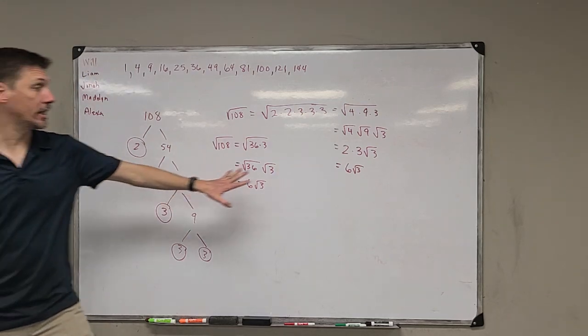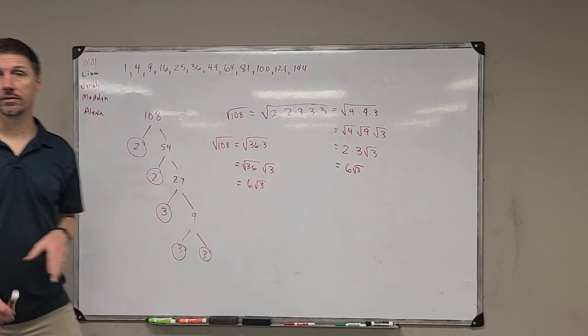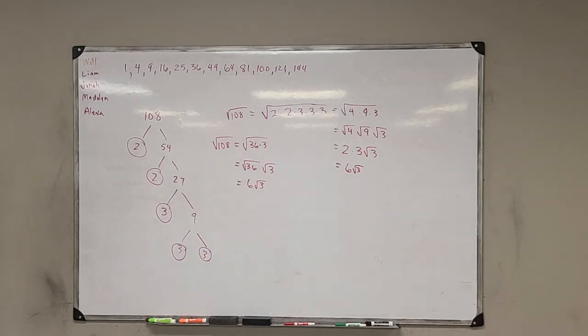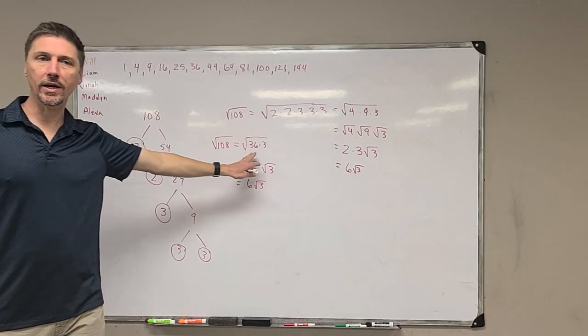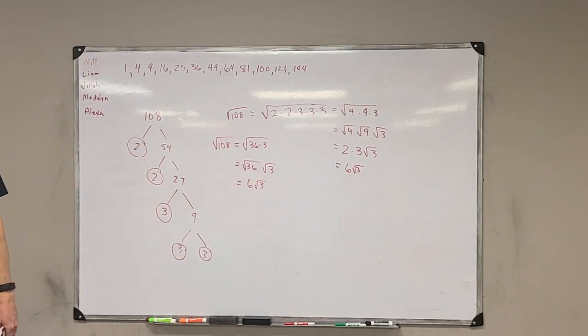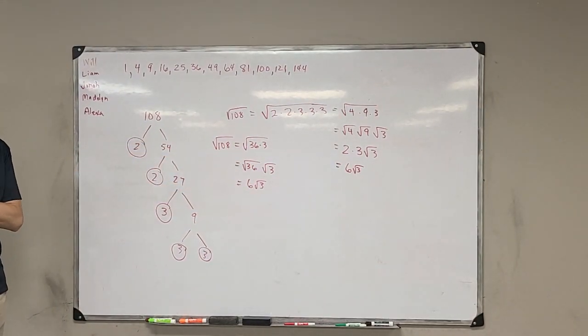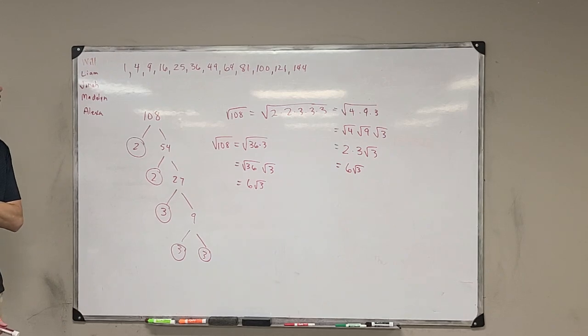Either one, they each lead us to the same answer. So you'll get the correct answer either way you do it, all right? Either way is right. This is just quicker. If you can recognize that there's a perfect square in there, go ahead and pull that perfect square out. How can you recognize it without having to do all those other factors?